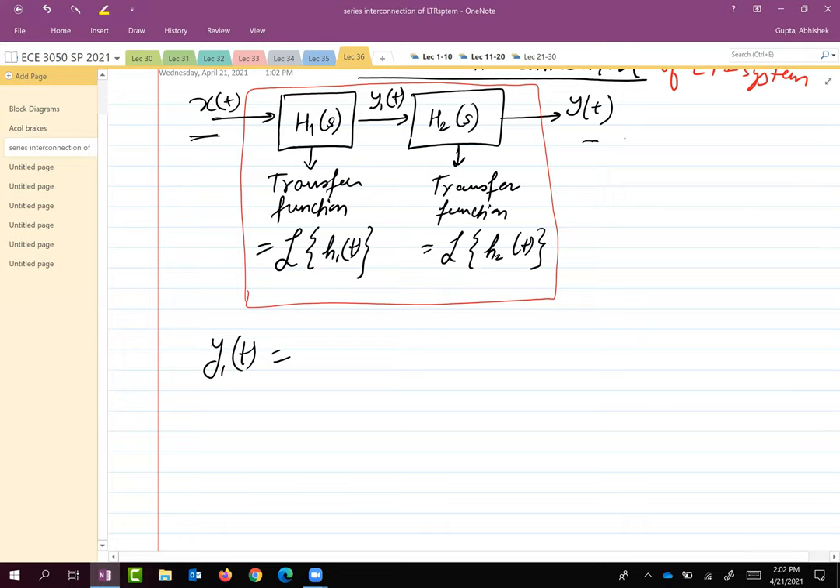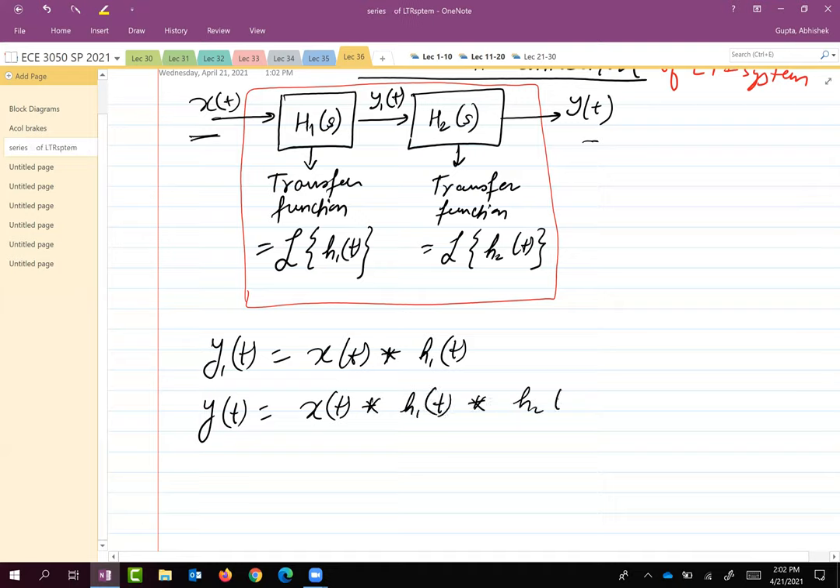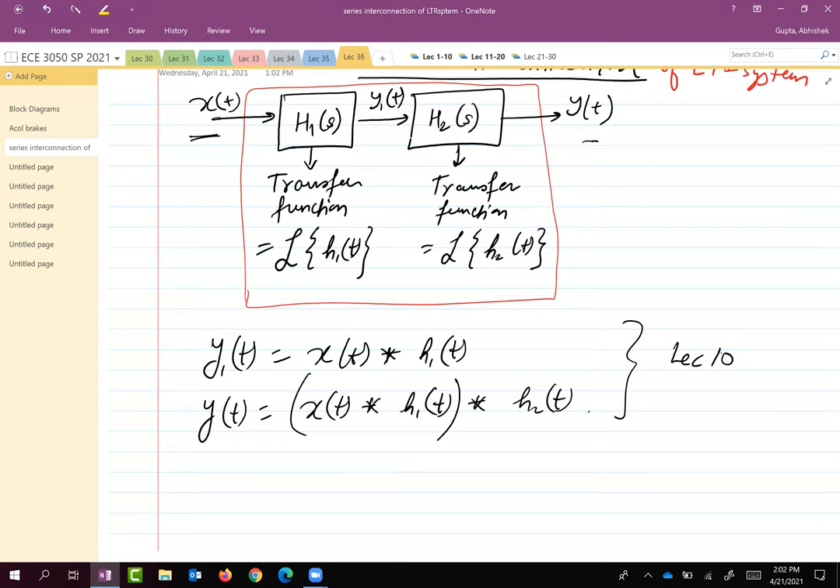Now, at the beginning of this class, or assuming that you have taken 2050, we studied about the convolution operation. So then things are a little easy because then I can write y1 of t as x of t convolution h1 of t, and then y of t would be x of t convolution h1 of t convolution h2 of t. Okay, so this is what we would do, let's say, after doing lecture 10. Because by lecture 10, we had developed this convolution operation for responses of LTI systems.